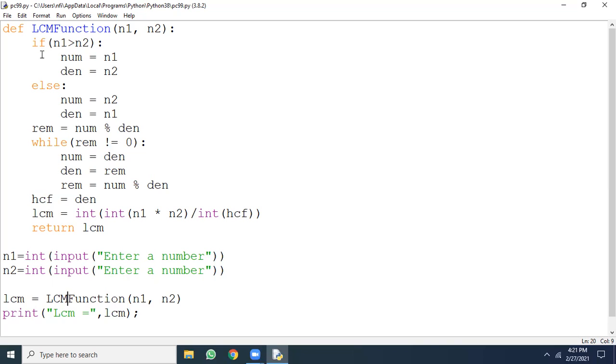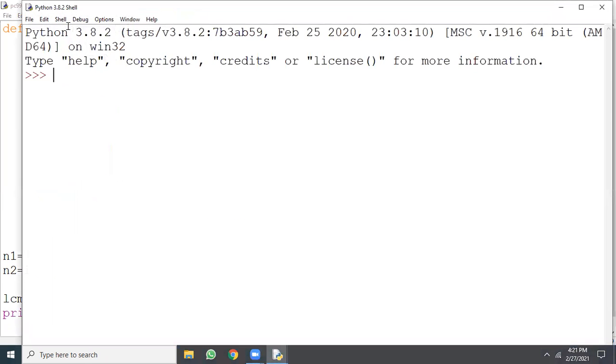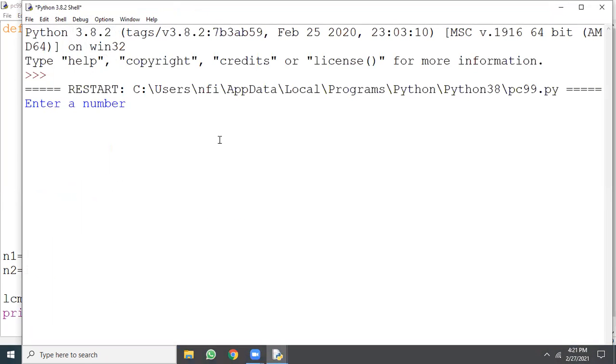All right, now let us run this program. Enter a number. Suppose my first number is 10 and the second number is 15. So what is the LCM? LCM is 30.